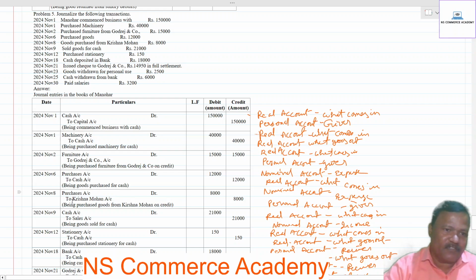Okay, next transaction is on November 8th, goods purchased from Krishna Mohan, rupees 8,000. Write the date in the date column, 2024 November 8. Next, come to the particulars column. In the particulars column we have the purchase account and Krishna Mohan account. Purchase account is a nominal account and Krishna Mohan account is a personal account. Purchases are expenses to the business, that's why we have to debit it.